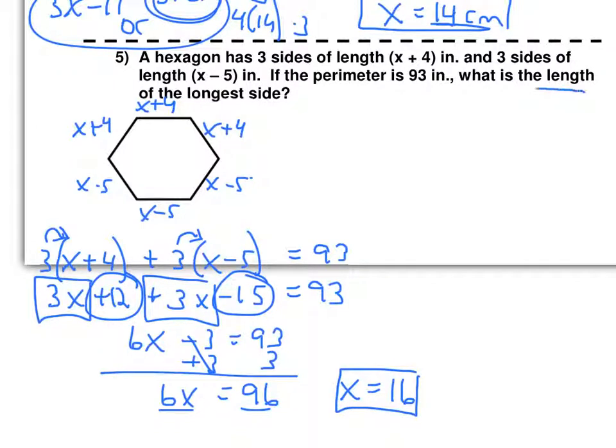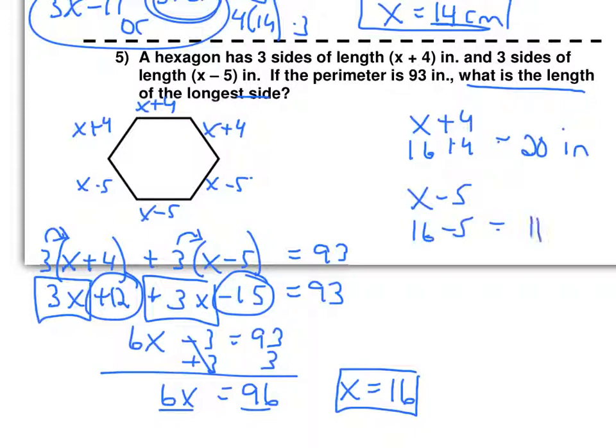So it says, what is the length of the longest side? So you have 2 things to compare it to. Is it x plus 4, which is 16 plus 4, which is 20 inches? Or is it x minus 5, which is 16 minus 5? Obviously, that's 11. So the longest side is the x plus 4, which is 20 inches.